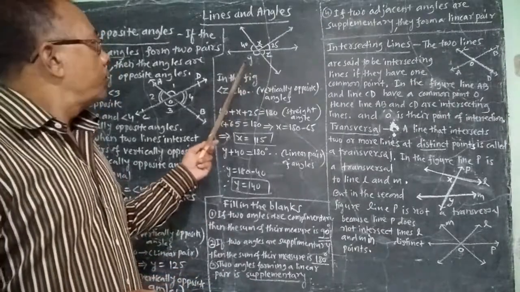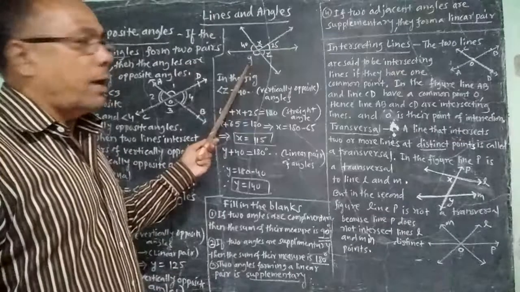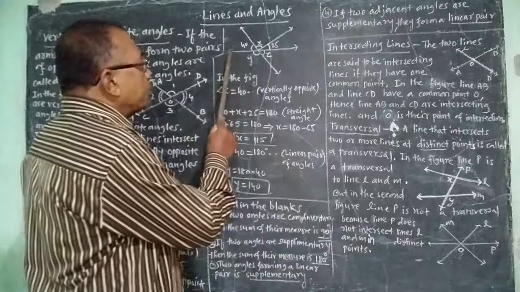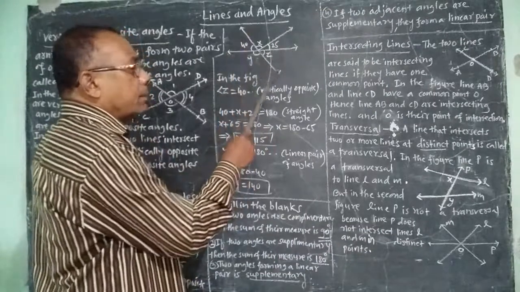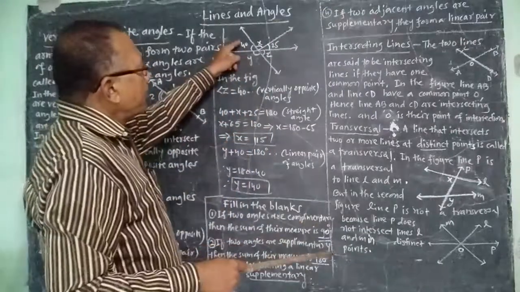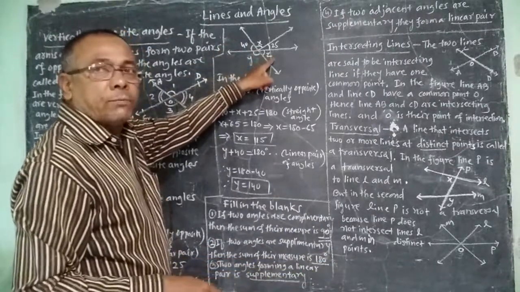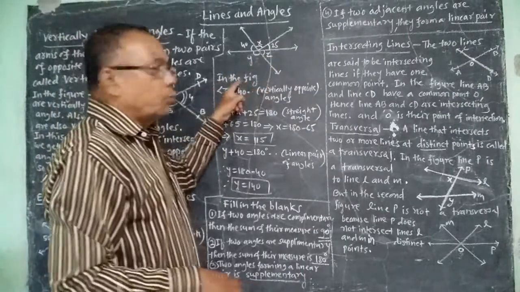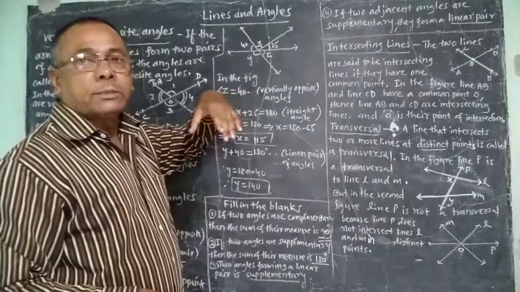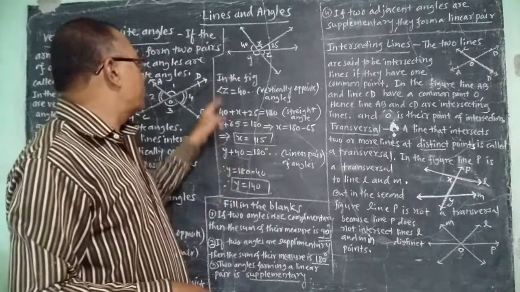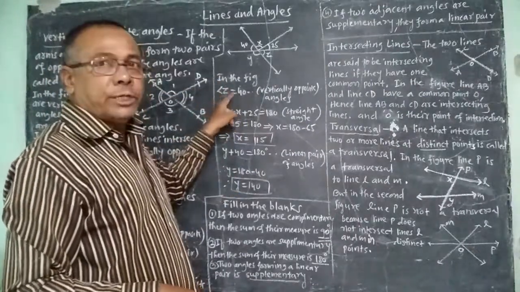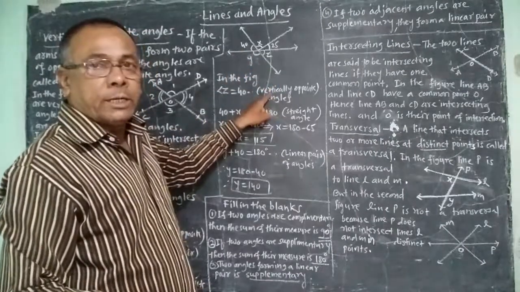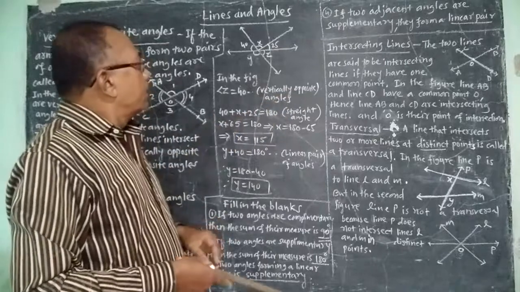Here in this figure we have to find the values of x, y and z. Here these two lines are intersecting, and due to this, angle 40 and angle z are vertically opposite angles, and we know that two vertically opposite angles are always equal in measure. So in the figure, angle z is equal to 40 degrees, and the reason is vertically opposite angles.